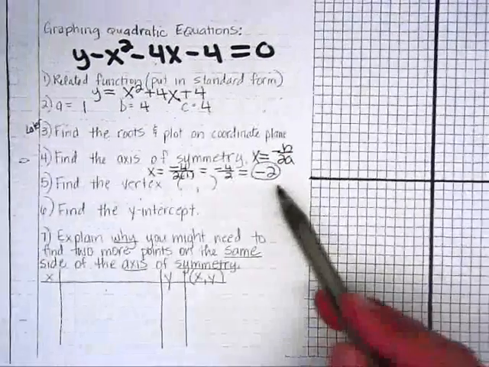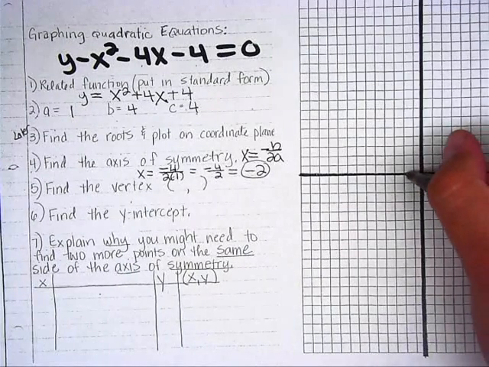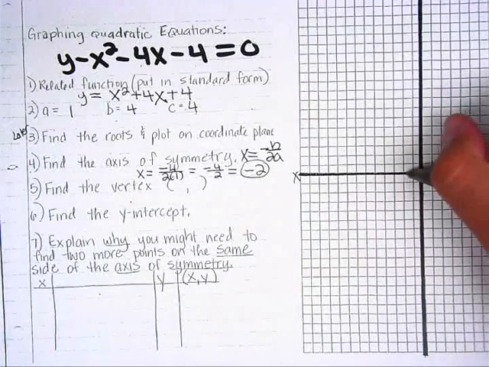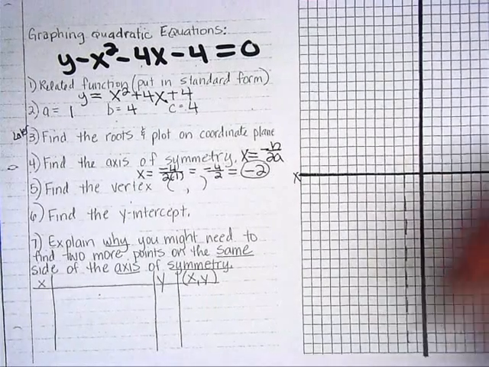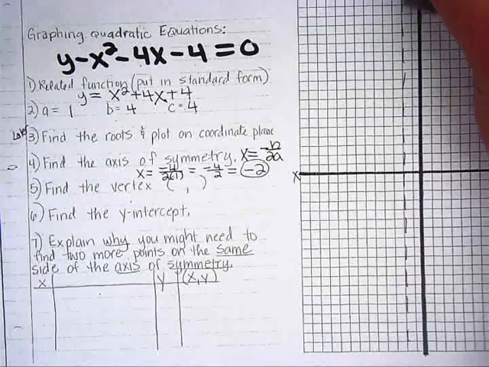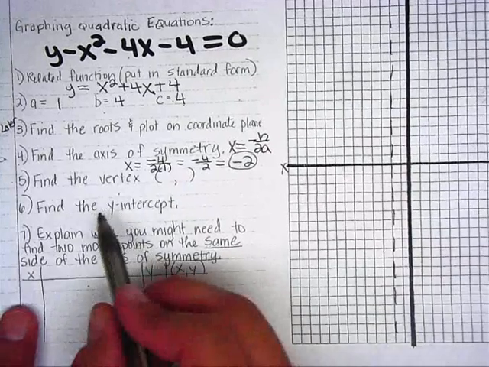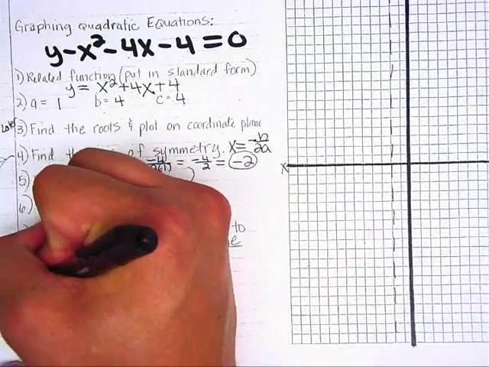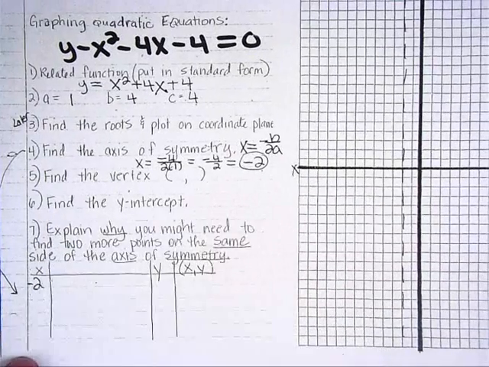So now that I have an axis of symmetry of x equals negative 2, I can go to negative 2 on my x-axis and draw my axis of symmetry, which works like my mirror. So I'm going to make a dotted line that goes all the way up and down. That's going to be the middle of my parabola. We're going to jump down to the chart. Since I know I'm going to begin at x equals negative 2, I'm going to plug that in first.